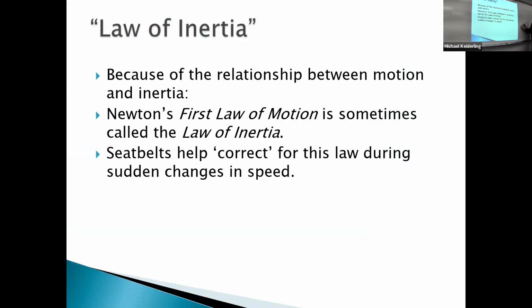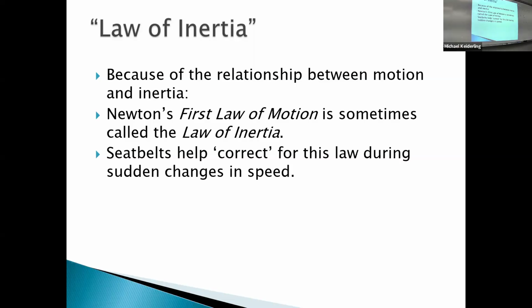So because of this relationship between motion and inertia, Newton's first law of motion is sometimes called the law of inertia. And a lot of other things that we use that are safety devices exist to basically help correct for the fact that we have inertia and would like to keep moving under sudden changes in speed. So seatbelts, for example, if you didn't have a seatbelt, your inertia would cause you to keep traveling forward when your car comes to a sudden stop because you, I don't know, ran into a tree.